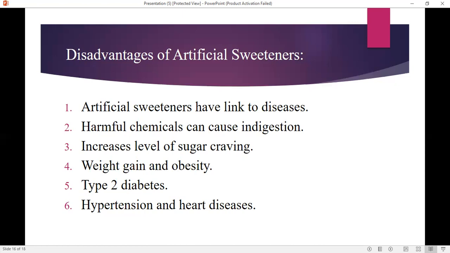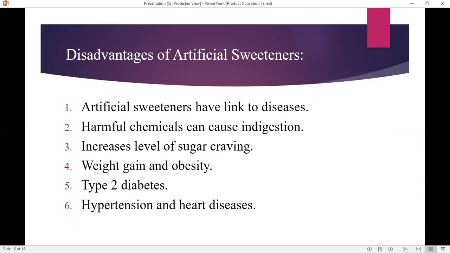Point number 2 is harmful chemicals can cause indigestion. Our body has a tendency to handle any kind of natural reaction. Some artificial sweeteners are mostly man-made chemicals that are not found in nature. Some chemicals can be harmful to the human body.